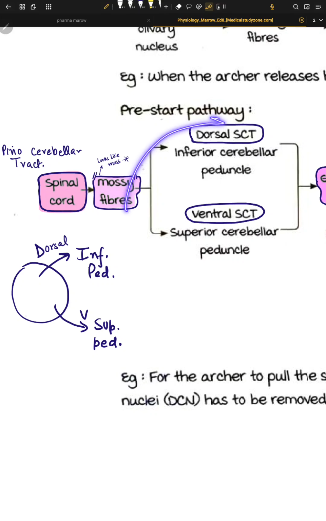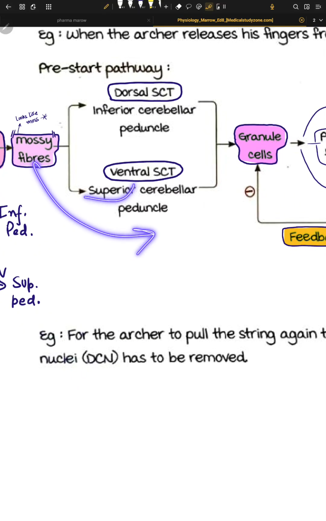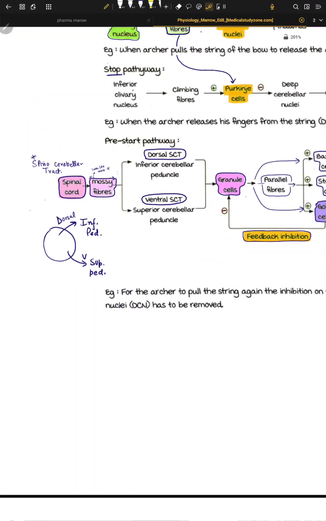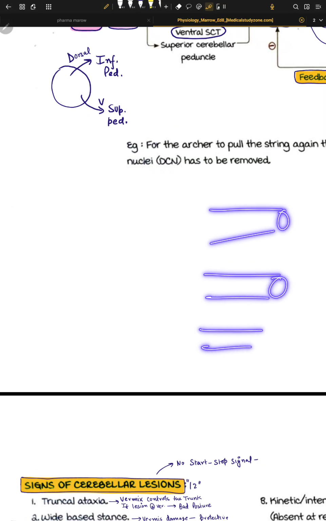They can either go dorsally or ventrally. If they go ventrally, they have to go through the superior cerebellar peduncle. If they go dorsally, they have to go inferiorly. Why is that? If you check the anatomy of the cerebellum, you will see there are three peduncles. Here I will draw the three peduncles. This is inferior, this is superior. Here it will be the superior peduncle, that is ventrally.